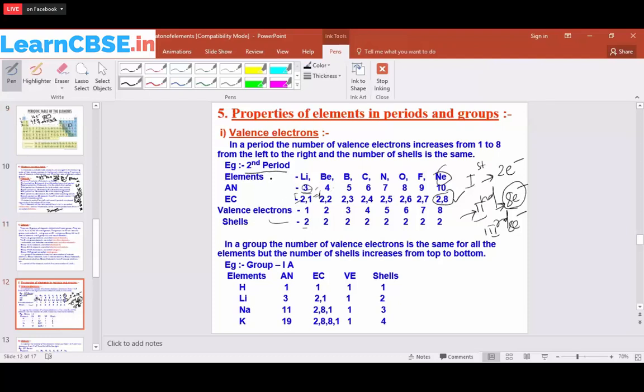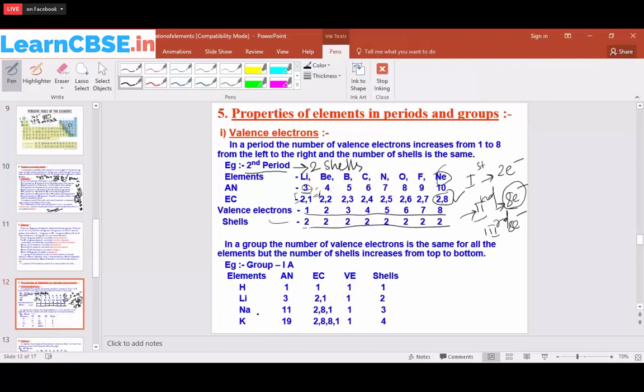The second period indicates that it has only 2 shells. So all these elements have 2 shells. Only the valence electrons are varying. That gives the group. We are placed in different groups, group 1, group 2, group 3, like that, based on the valence electrons.